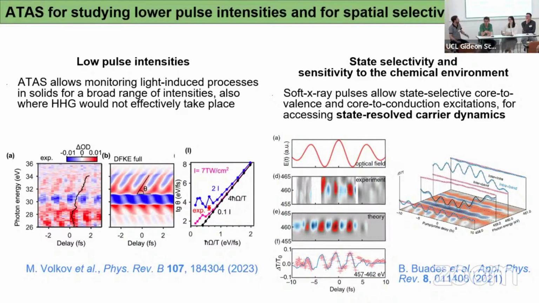And then the second thing, as I already mentioned before, is the state selectivity that you get by tuning your XUV or even soft X-ray probe pulse to different core states. You can change the color of your X-ray pulse and tune it to different core states in the solid. And with this, you get state selectivity and sensitivity to the local chemical environment, as shown, for example, in this paper from the group of Jens Biegert.